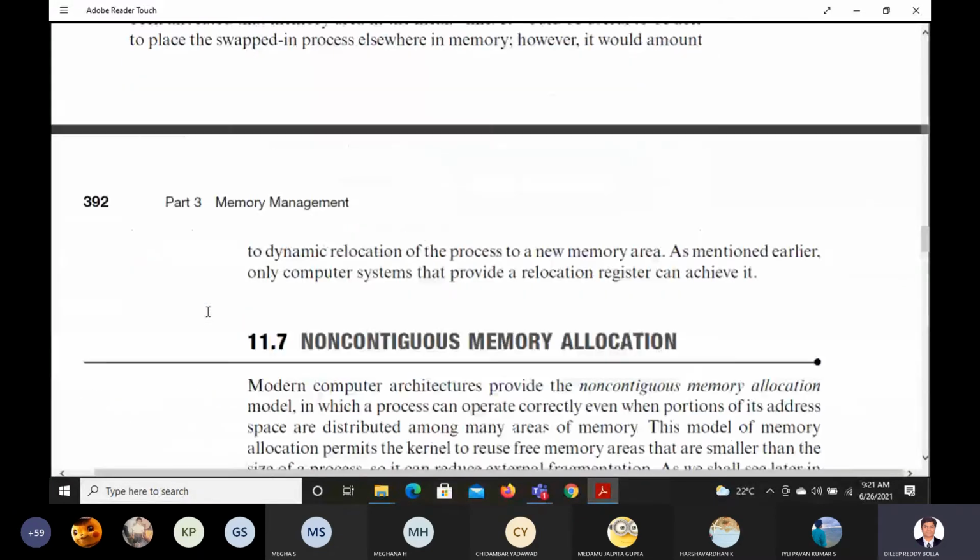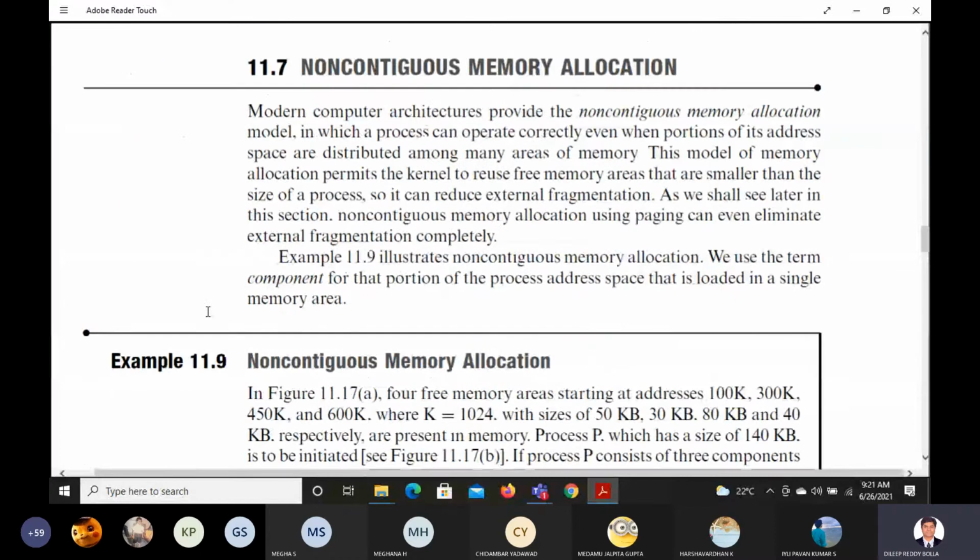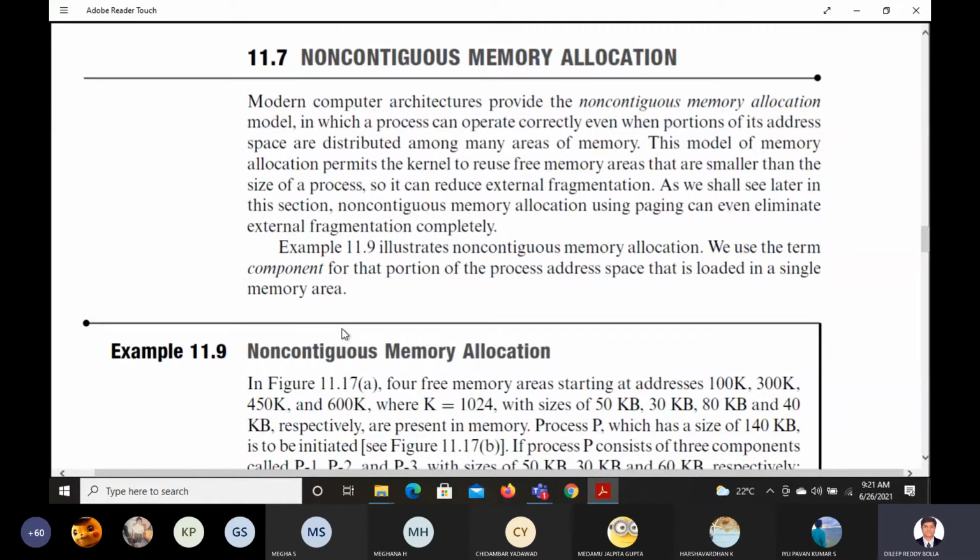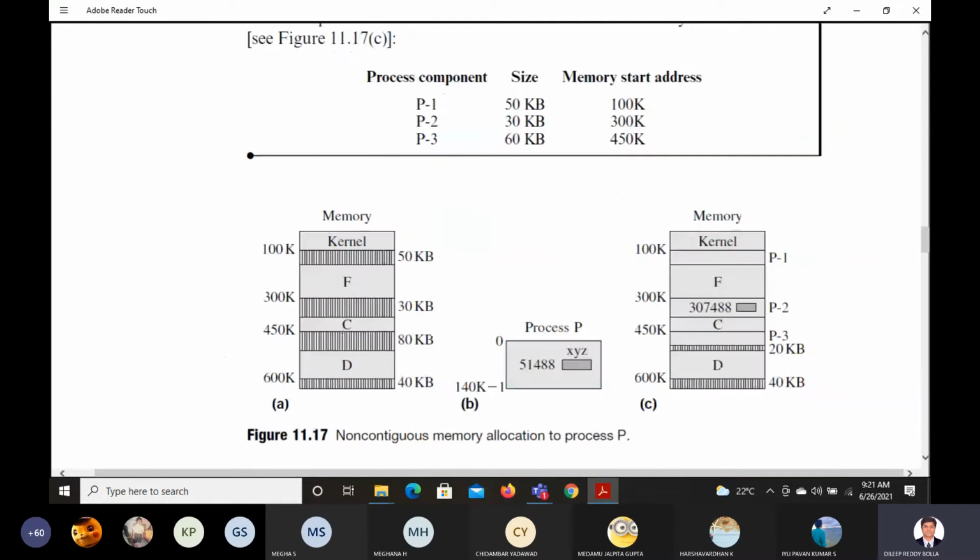If you know these three things, the first topic is done. Contiguous memory is done. So next is non-contiguous memory. This is your second topic. In this, they have shown one example of how non-contiguous memory allocation is done to a process. So understand this example.